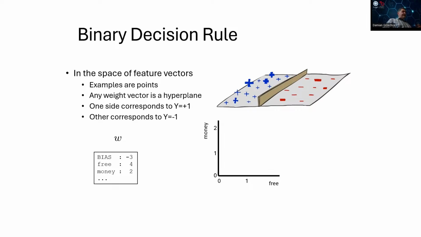So, the binary decision rule. In the space of feature vectors, all samples at the input are some points. Any weight vector is a hyperplane. One side corresponds to the output of positive one and the other corresponds to negative one, like in the picture. And here are some biases described also on the slide, but I have to increase my speed because I want to show you something in MATLAB.